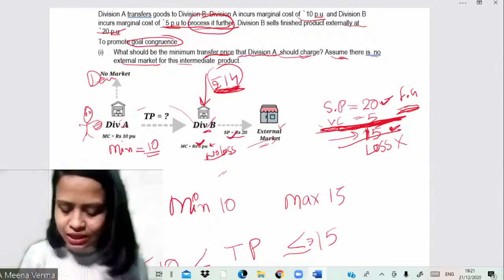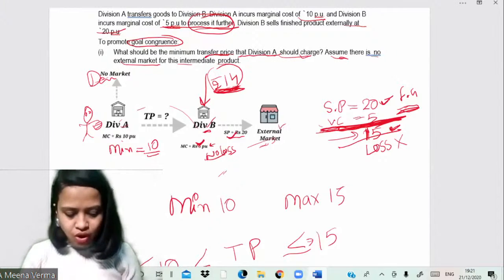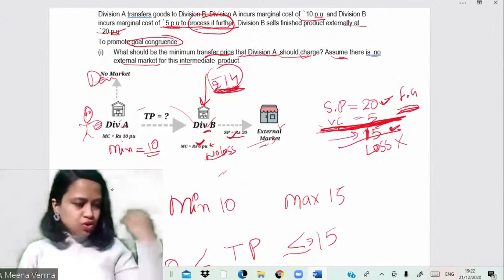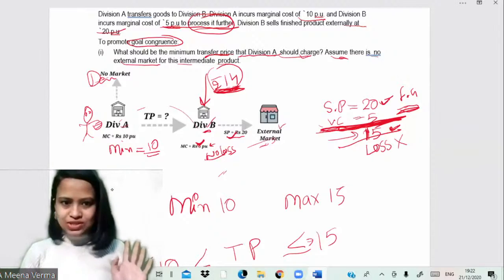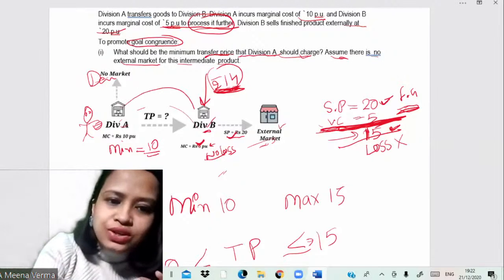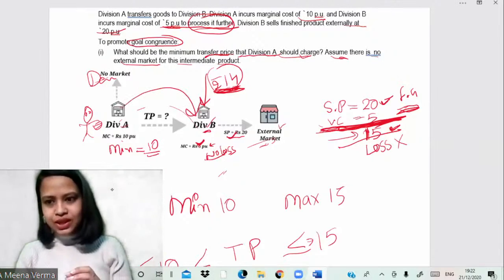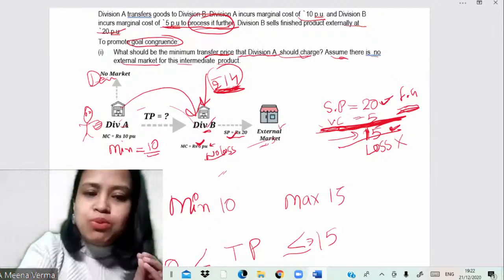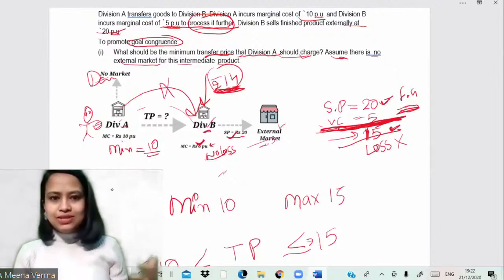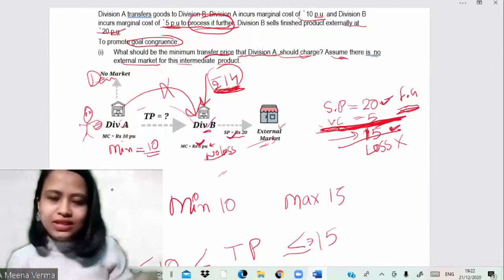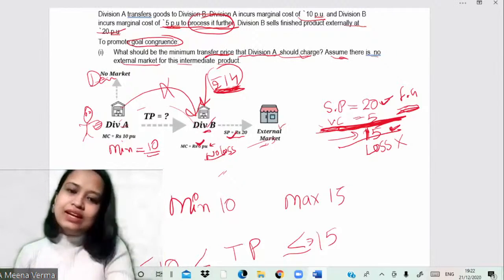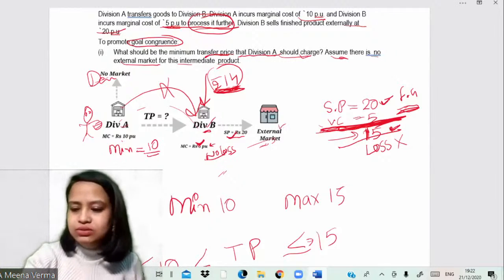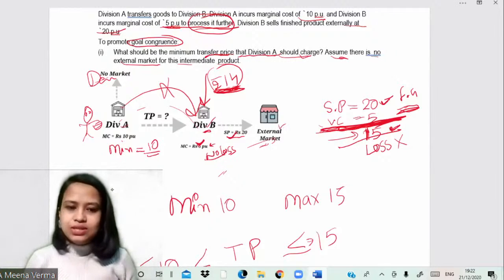What is the sunk cost? Sunk cost is a cost which you have incurred in the past. Fixed cost, you have already incurred that cost. Now whether you transfer these goods or not, you have already incurred that cost, and this proposal will not affect that decision. That is why we are not considering that here.